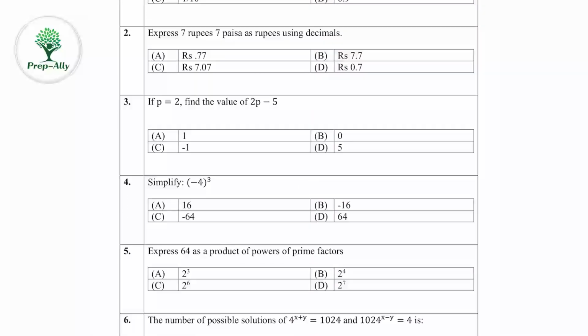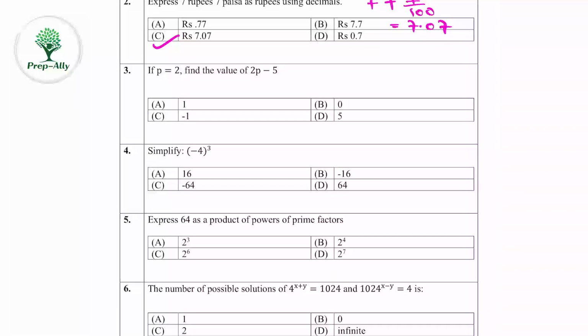Now, express 7 rupees and 7 paisa as rupees. So 7 rupees we can write as 7, and 7 paisa we can write as 7 by 100. So here we are getting the value 7.07. So option C is the correct one.